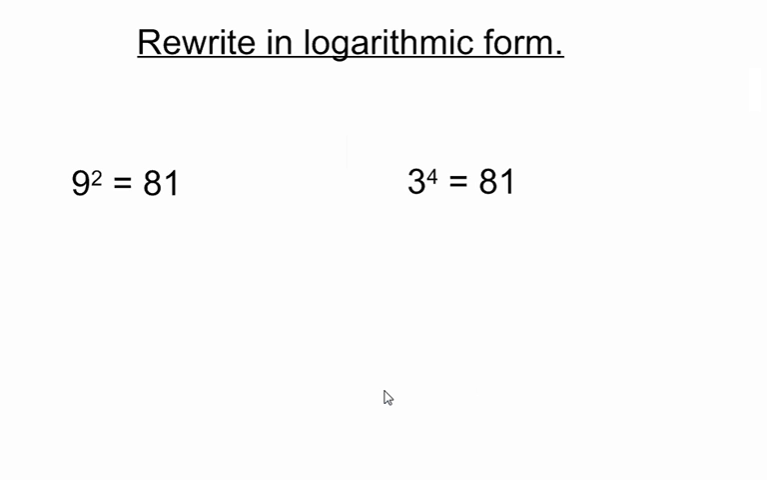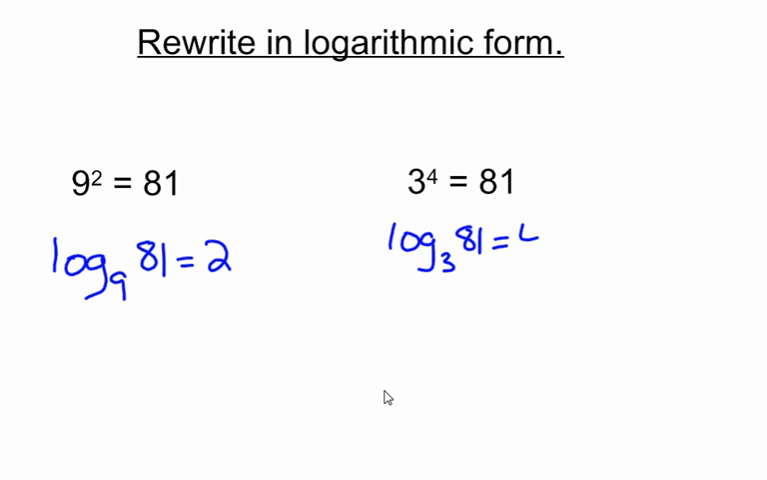If we were to rewrite these in logarithmic form, we have 9 squared equals 81. The base stays the base. So that should help when you're rewriting these. This is saying the log base 9 of 81 equals 2. So this means 9 to the 2nd power equals 81. Just another way to write it. Same thing here. 3 stays the base. So the log base 3 of 81 equals 4. 3 to the 4th power equals 81.